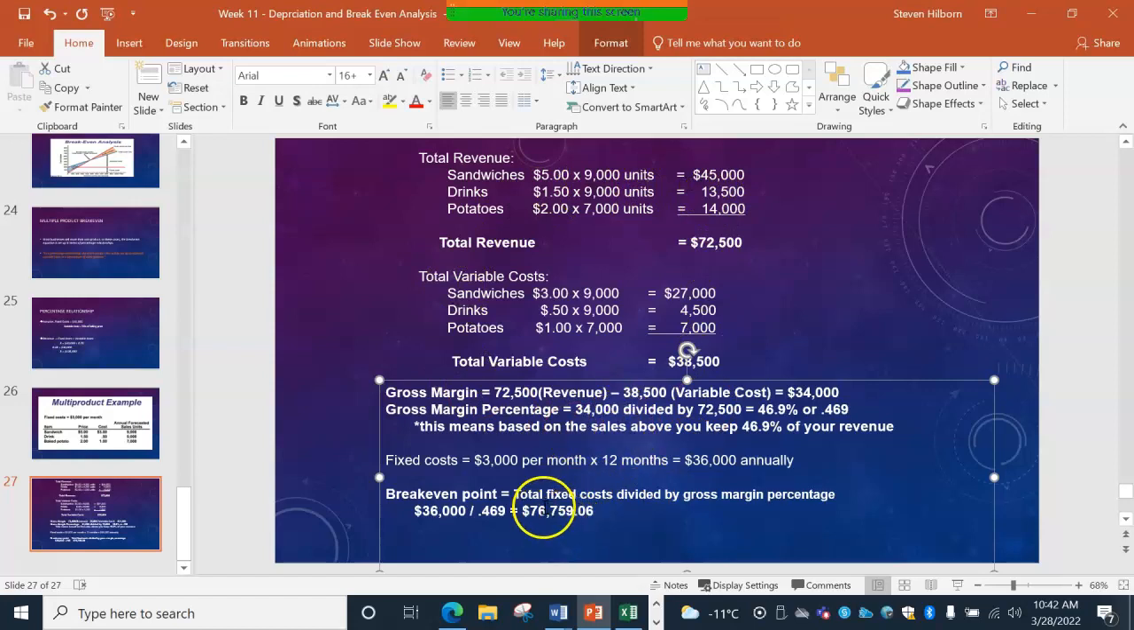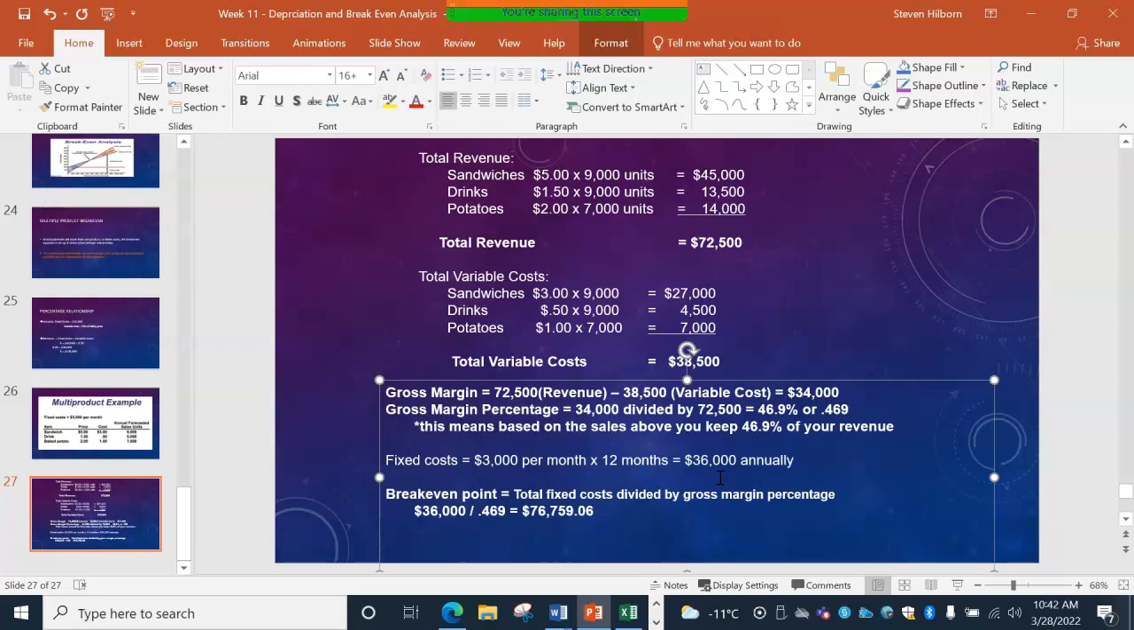We needed to make $76,800, let's call it. We are only selling $72,500. So we're just a little bit shy. We needed to pay our fixed costs of $36,000. We only kept $34,000. We're shy about $2,000. So we're a little light. This would be a business that wouldn't break even, which means it would probably not be successful.